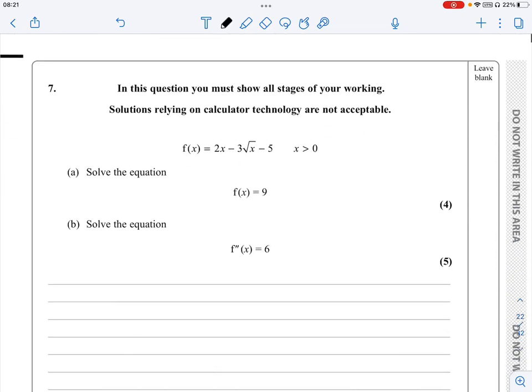Question number 7. f of x. Now what is it? f of x has been given.